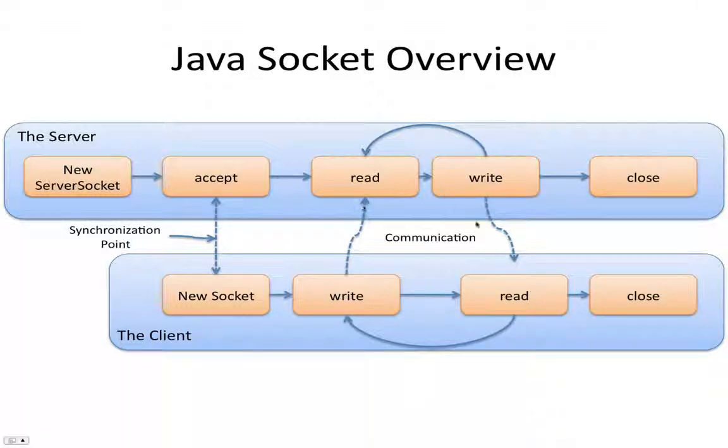After they've done a series of reads and writes together, it's a bidirectional stream that we have now, then either one or both of the processes can call the close method on the socket to close off or terminate the connection.